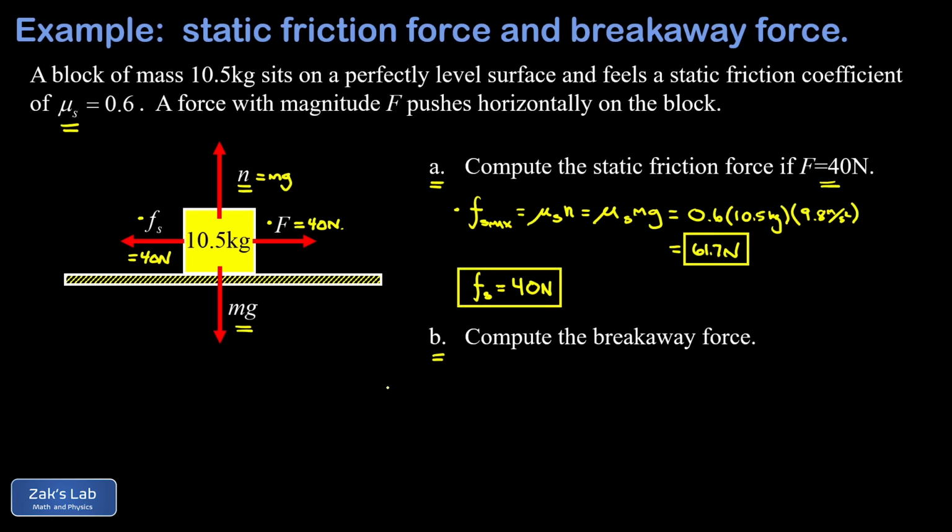Then in part B, we've basically done part B already. We want the breakaway force. In other words, how hard do we have to push horizontally to get this thing to actually break loose? That's just the maximum static friction force. If we push on this thing with a force of 61.7 newtons to the right, we're right on the cut line of overwhelming the maximum possible static friction force. All it would take is one additional billionth of a newton and this thing would break loose and begin to accelerate.